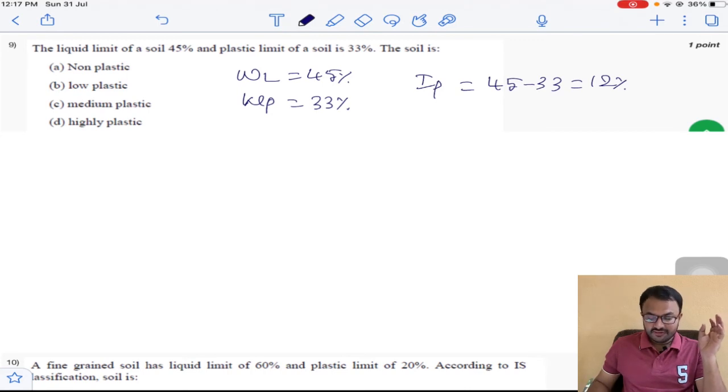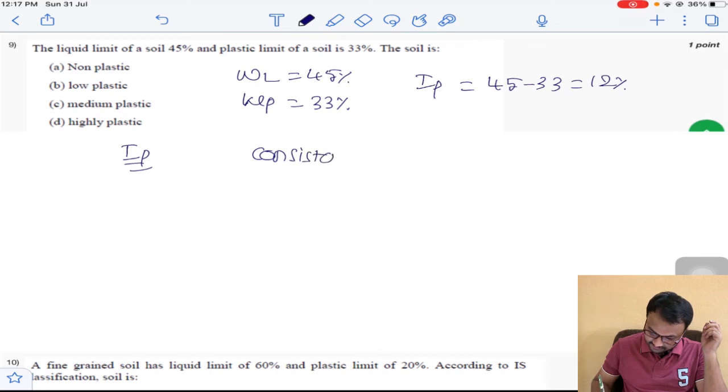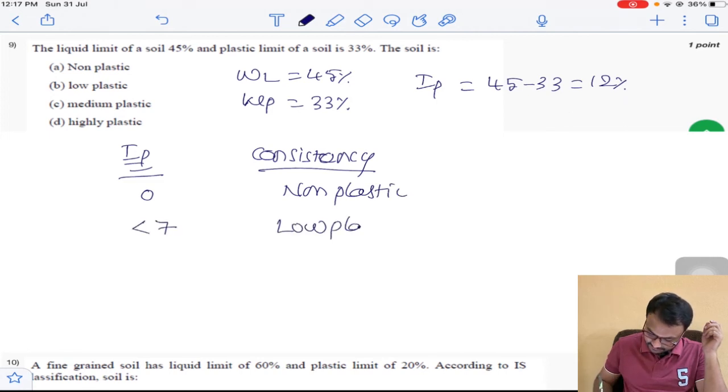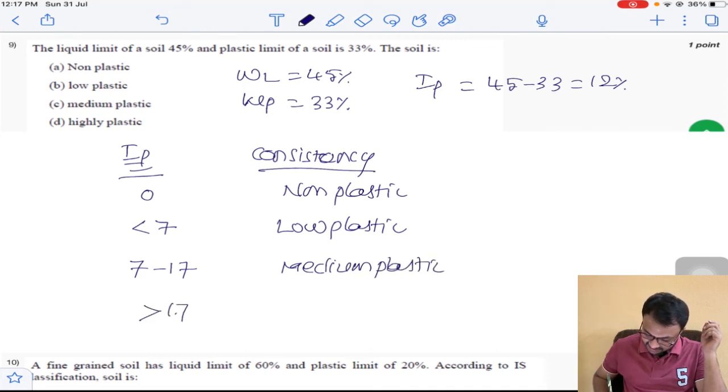Okay. Now depending upon IP values, we have one standard table. Depending upon the IP value, what is the consistency of the given soil? So if IP value is equal to 0, the soil is said to be non-plastic. If the IP value is less than 7, the soil is low plastic. If the IP value lies from 7 to 17, it is medium plastic. If the IP value is greater than 17, it is highly plastic.